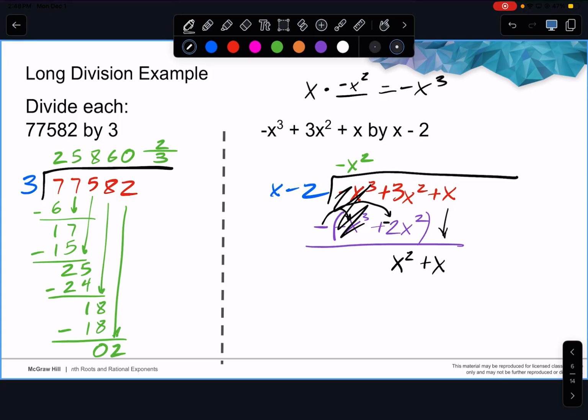So now we go back to our divisor. X times what gives me x squared? X. So I'm going to put an x up here, and I'm going to use orange for this one. I know I need it to be an x, so I'm going to say plus x. Then we have to distribute that to both terms. So like we just said, x times x gives me x squared, and then we also distribute it to the negative 2, so it's going to be minus 2x.